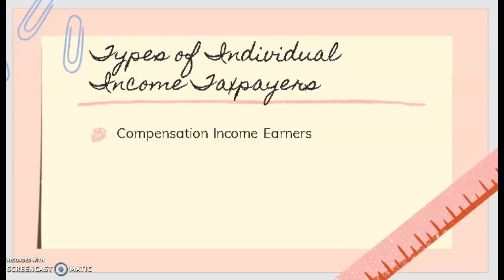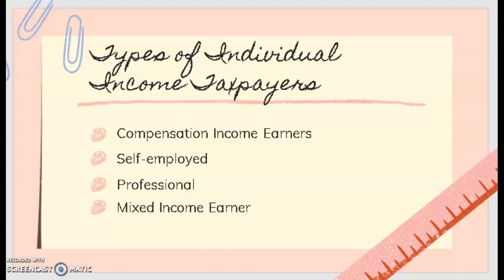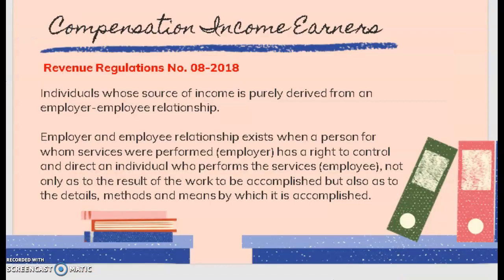We have compensation income earners, self-employed, professional, and mixed income earners. So, Revenue Regulations number 8-2018 provides the following definition of terms. So for compensation income earners, these are individuals whose source of income is purely derived from an employer-employee relationship.